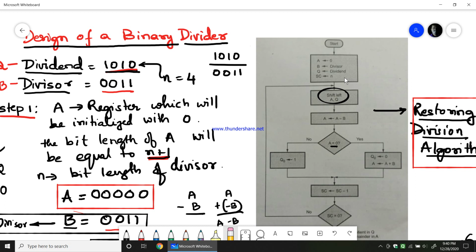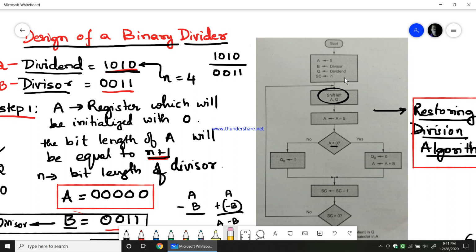then we add A with the initial value of B. Here B will not be the 2's complement, it will be the normal value of B which we have in the beginning, which is the divisor value. And then we decrement the counter. Now if A is positive after subtracting B from A, you assign Q naught to be equal to 1, and then you decrement the counter. So this process you continue until the counter becomes 0.